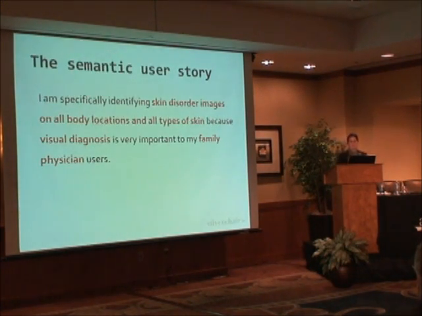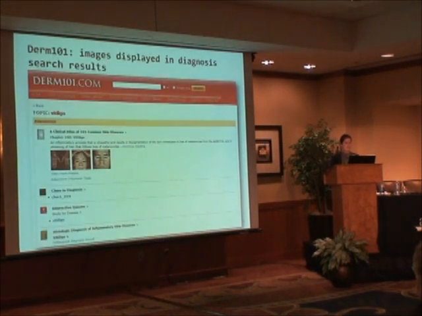So another one. I am specifically identifying skin disorder images on all body locations and all types of skin because visual diagnosis is very important to my family physician users. Derm 101 is a dermatology site that relies on visual diagnostics. So when someone types in, in this case, vitiligo, into the search engine here, the first thing that pops back is clinical atlas images, because that's very important to these doctors when diagnosing skin disorders.